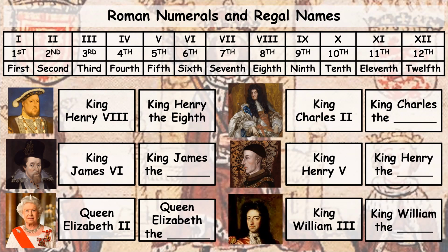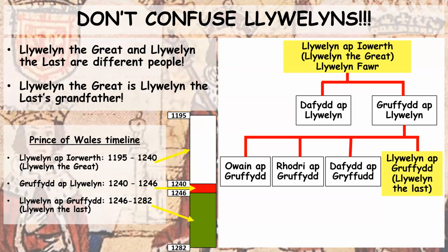Right, you should all be back from doing that. So we're going to move on. To begin with, I don't want you to confuse Llywelyns. There are several Llywelyns in Welsh history, and 2 that are closely linked and often confused here are Llywelyn the Great and Llywelyn the Last.